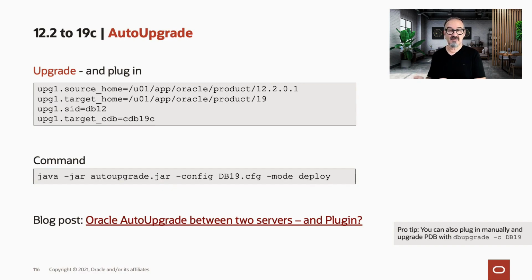This is the CDB you're going to plug in. AutoUpgrade does not create it for you, so you have to create it. And please remember how to create that CDB with the correct compatible setting. And remember also the time zone files. Then you kick off AutoUpgrade with deploy mode, and AutoUpgrade does the upgrade, and then the plugin checks, and then plugs it in, even across servers now.